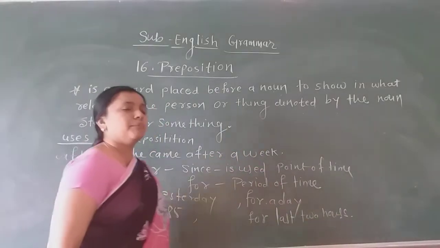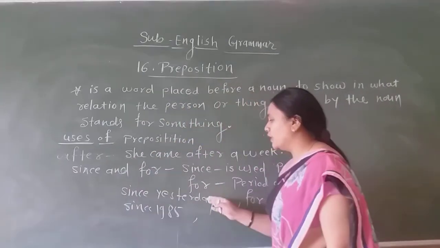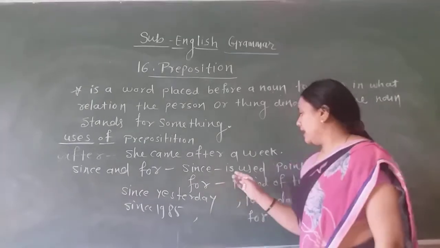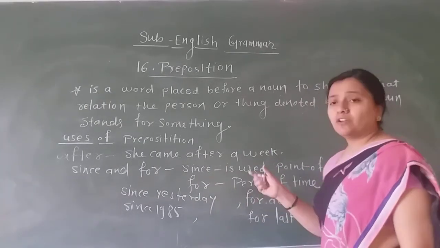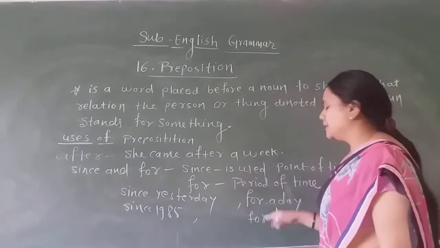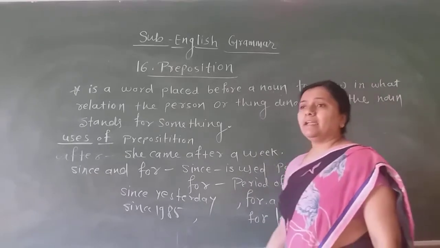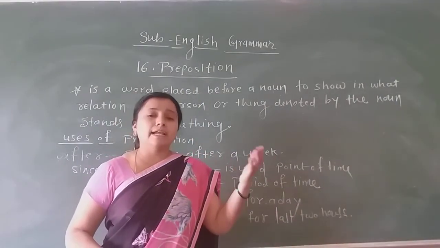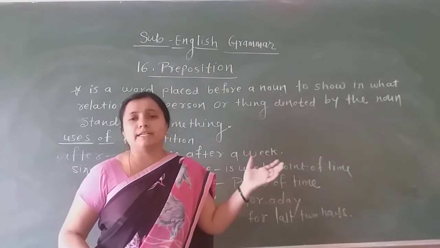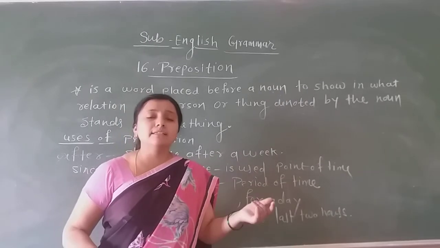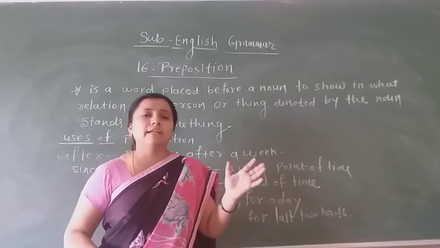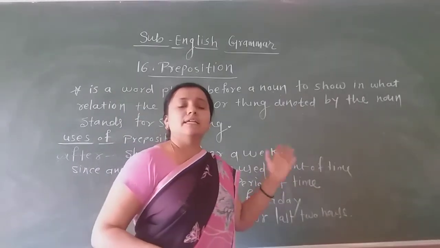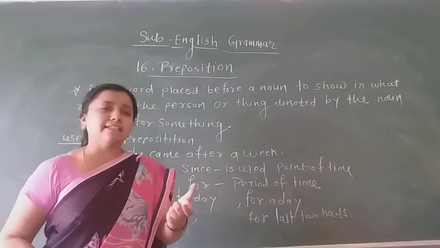So here the main difference between since and for is that we use since when the point of time is given, and if we talk about the period of a particular time, there we can use for. Like, the rain is falling since morning, or since yesterday. It means the rain has been continuously falling since yesterday. It means the exact time is given.